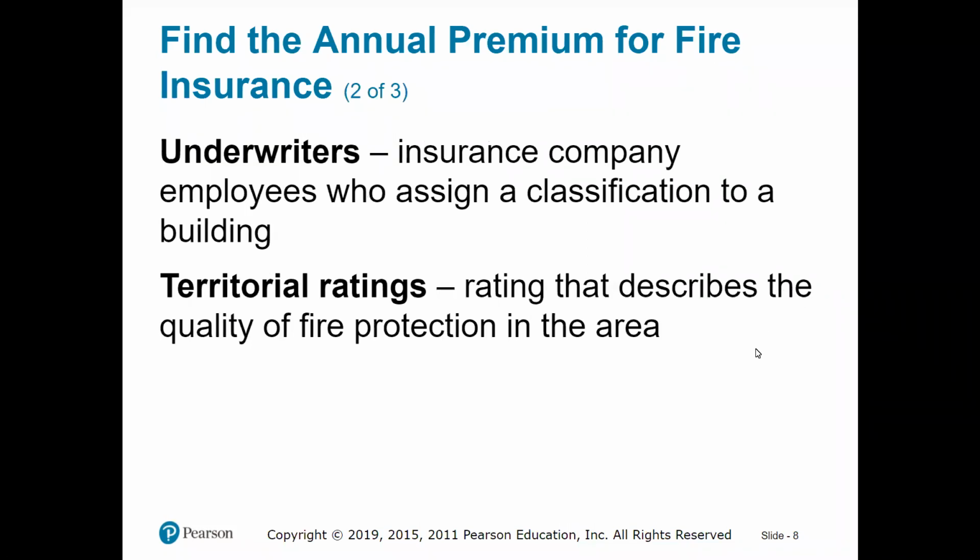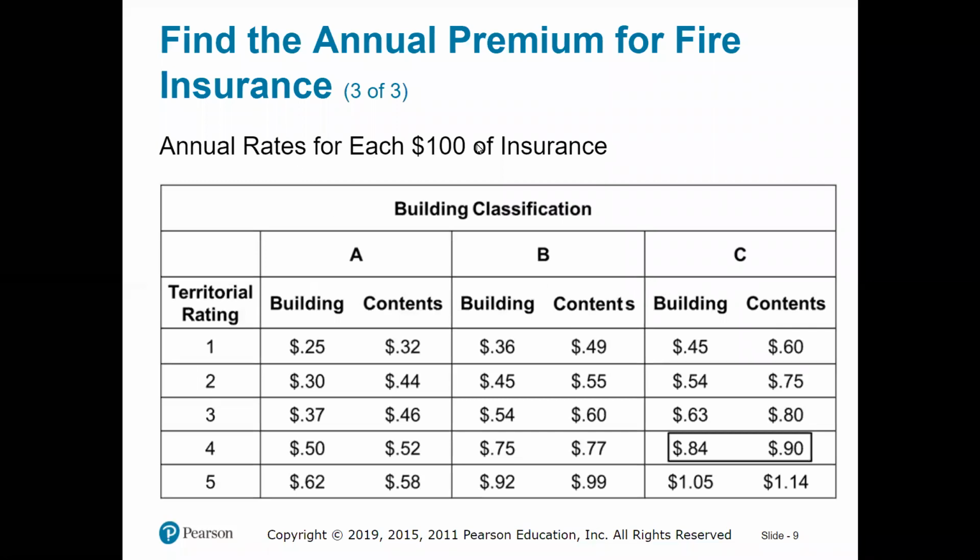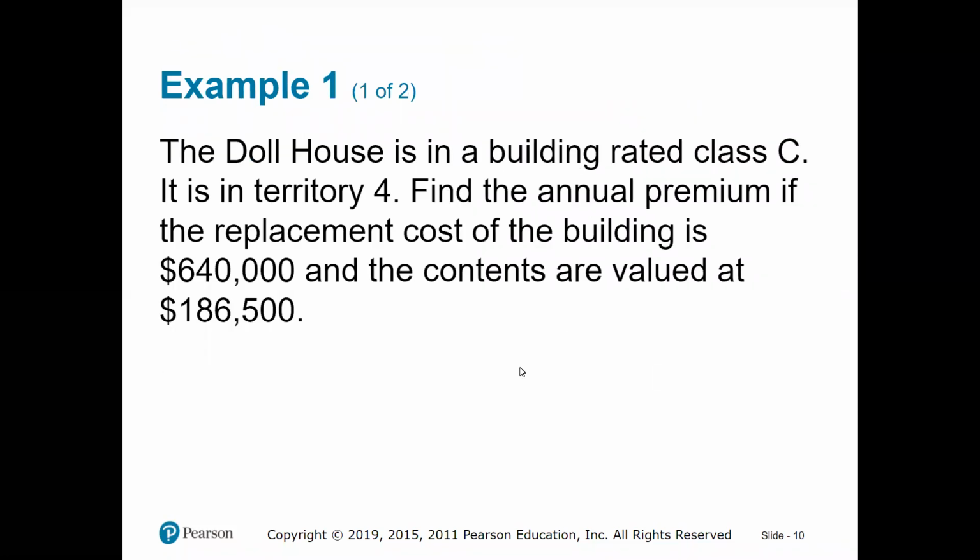Underwriters work for insurance companies and they are the ones who assign a classification to a building. Territorial ratings: rating that describes the quality of fire protection in the area. Annual rates for each $100 of insurance. So this is similar to what we did last section. The example they're showing us here is territorial rating 4, classification C, building and contents. So it'd be 84 cents for the building and 90 cents for the contents. So let's check this example out.